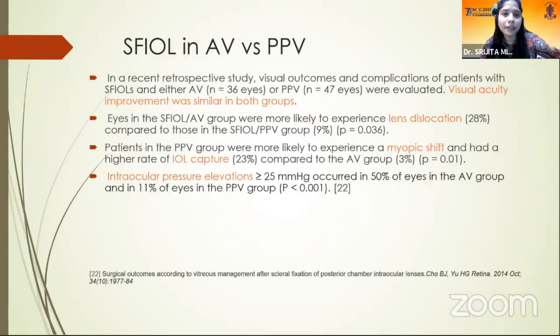SFIOL in anterior vitrectomy versus pars plana vitrectomy: in a recent prospective study, complications were evaluated. Visual acuity improvement was similar in both the groups. Lens dislocation was seen more in the AV group. Myopic shift and IOL capture were seen more in the pars plana group. And intraocular pressure elevations were seen more in the AV group.